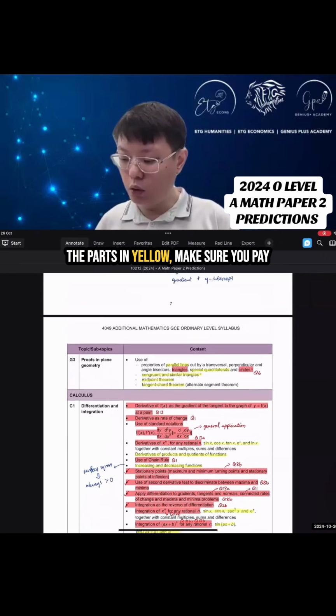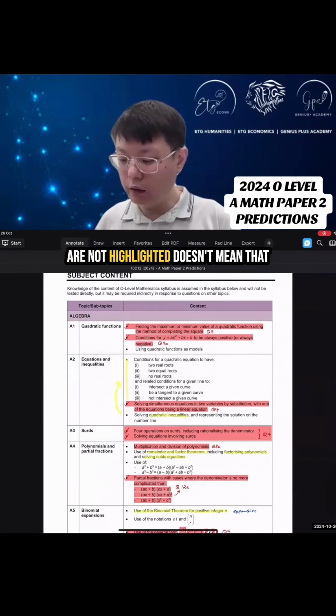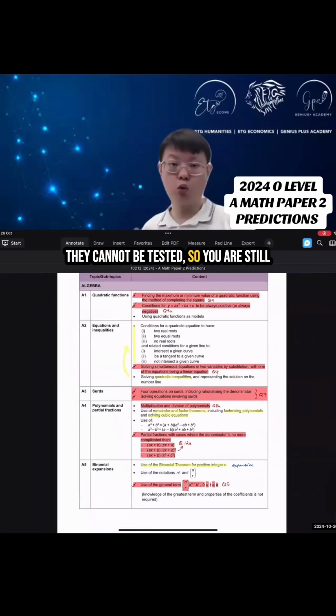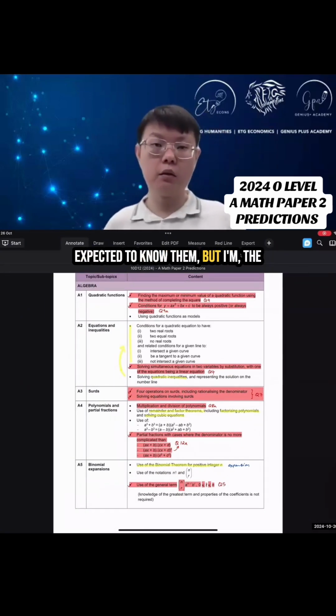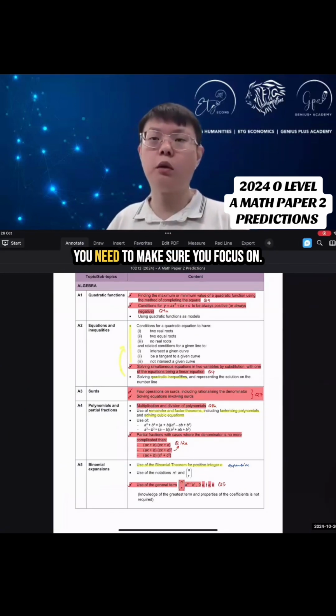The parts in yellow, make sure you pay attention to them. But the parts that are not highlighted doesn't mean that they cannot be tested. So you are still expected to know them. But the parts in yellow are the main areas that you need to make sure you focus on.